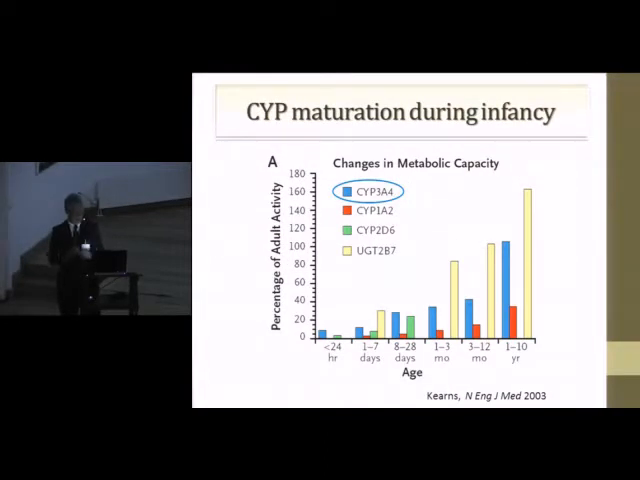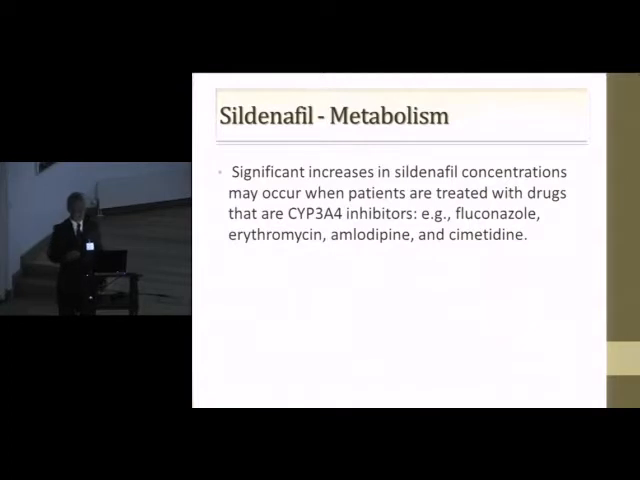If you go back to a paper that was published by Greg Kearns reviewing the changes in pharmacokinetic parameters in babies over time, you can see that 3A4, which is the enzyme we were interested in, changes somewhat in the first few days of life, and then marked changes after roughly a month of age. So in these first few days of life when we're treating babies with persistent pulmonary hypertension, there may be some maturation of 3A4, but to what degree we're not exactly sure. Remember that if you are using sildenafil, other drugs that are 3A4 inhibitors, such as fluconazole, erythromycin, amlodipine, or cimetidine, will increase sildenafil concentrations by interfering with its metabolism.